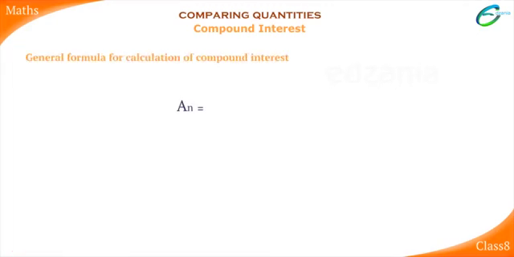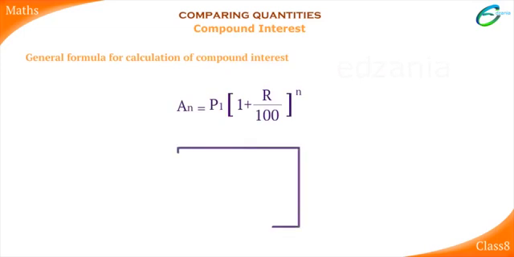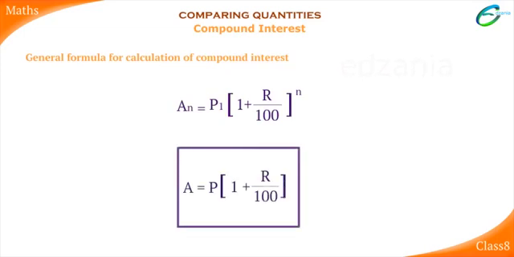It is the general formula to find the amount payable at the end of n years when the interest is compounded annually. The principal is P and the rate of interest per annum is R.